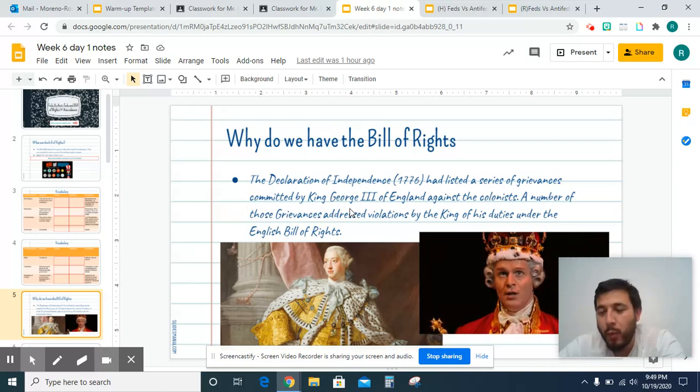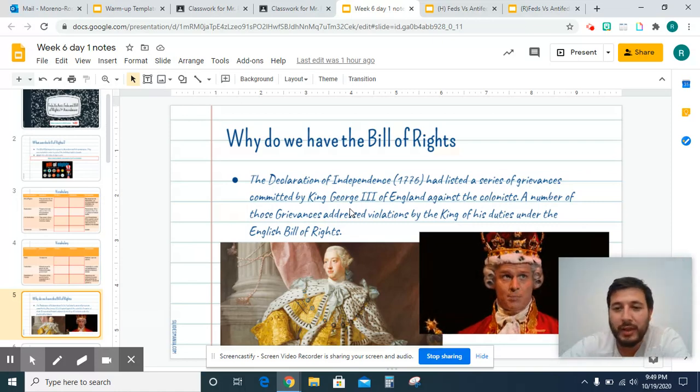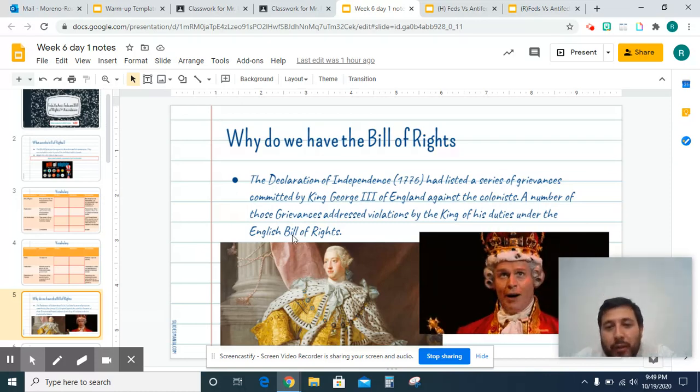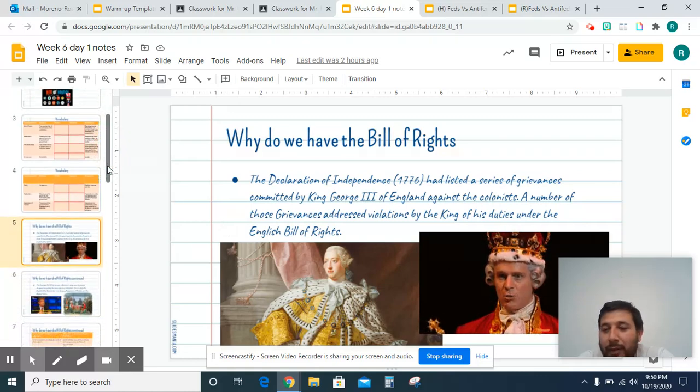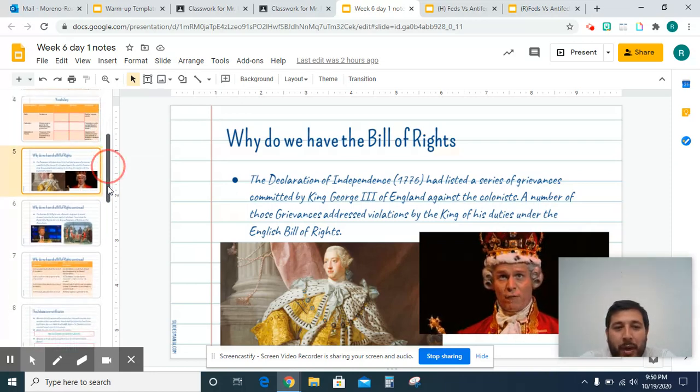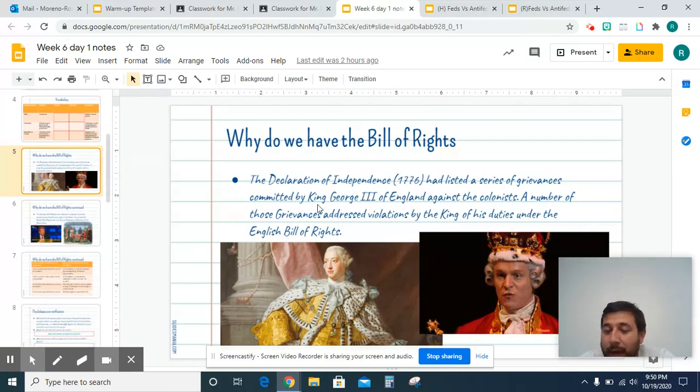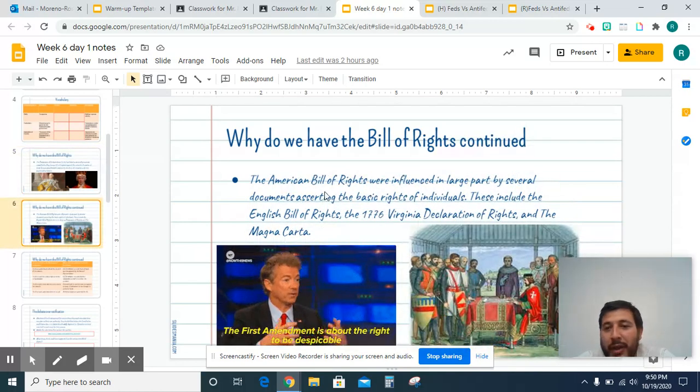We can do that in our country, but back then they couldn't do that to the king. He had absolute power, so he had all the power that he wanted. The Declaration of Independence listed a series of grievances committed by the king, King George III. A number of these grievances address violations by the king of the duties under the English Bill of Rights. Remember, these guys are actually British. They're colonists, so they belong to England, even though they're not in England. But they're going to go back to this. So that's why we have it.